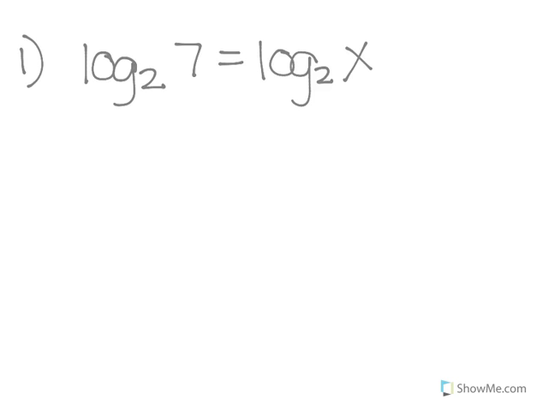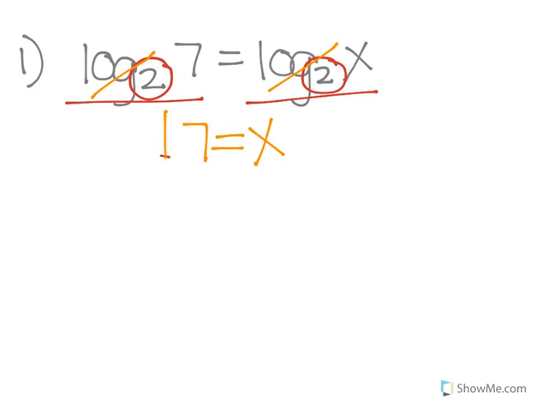In example 1, we have one log and only one log on each side, and the bases are both 2. So we can use the one-to-one property. So we can essentially get rid of the logarithms, and we have 7 equals x.